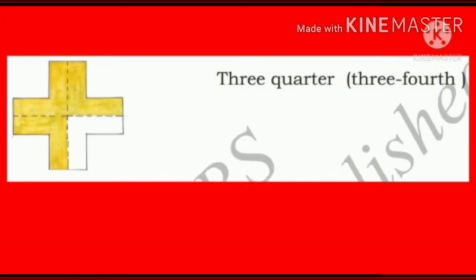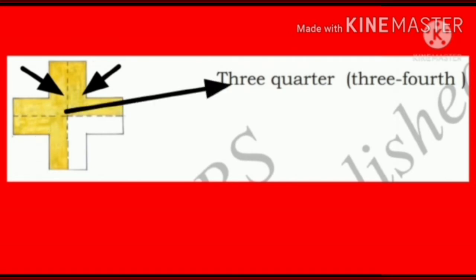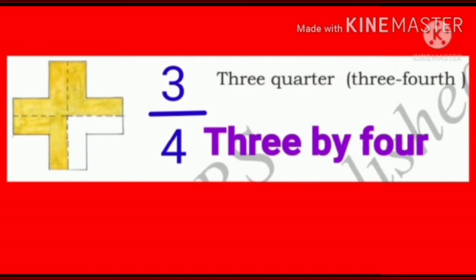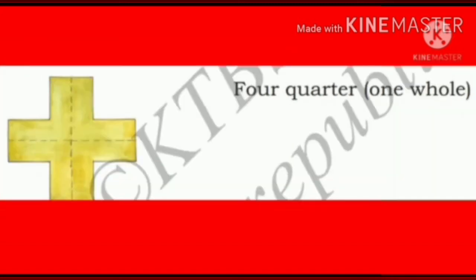Observe the third picture, children. In the third picture, it is divided into 4 equal parts and 3 parts are shaded. So this is represented as 3 quarter or 3/4, and in number form it is written as 3/4. And observe the fourth picture.